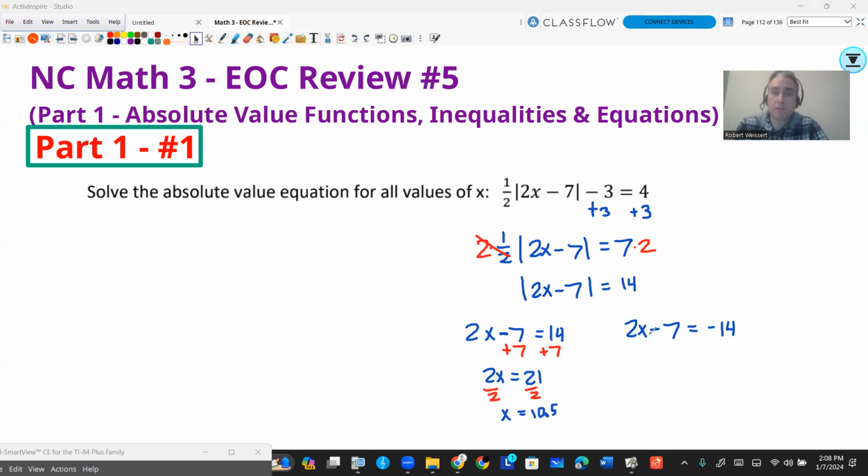So that's one of my answers. The other one is 2x minus 7 equals negative 14. So we're going to start by doing the same processes. Add 7 to both sides. Negative 14 plus 7 is actually going to be negative 7. So 2x is equal to negative 7 in this case. When you divide both sides by 2, you're going to get a negative 3.5. So x is going to be negative 3.5.